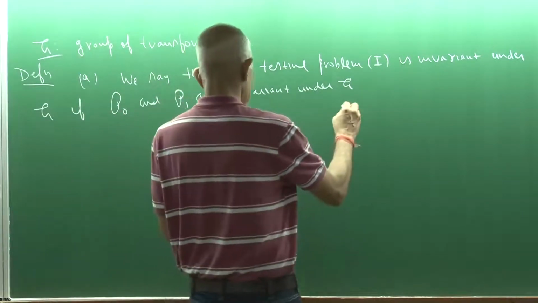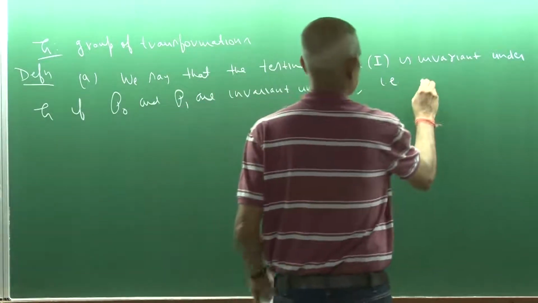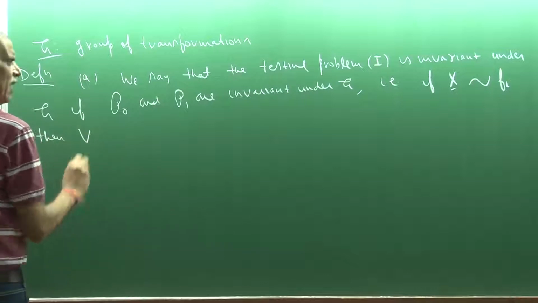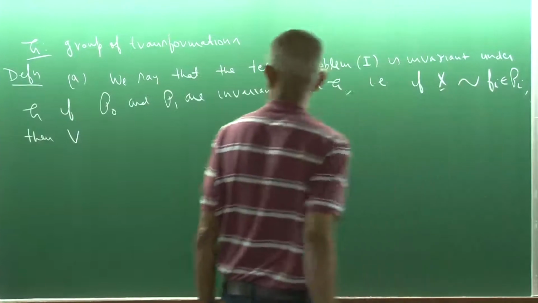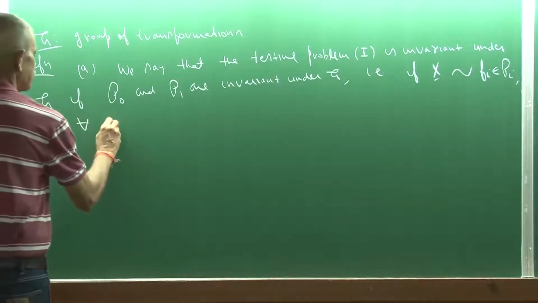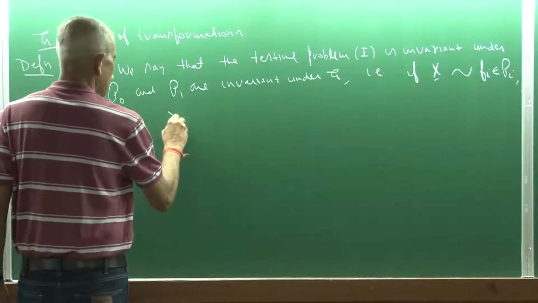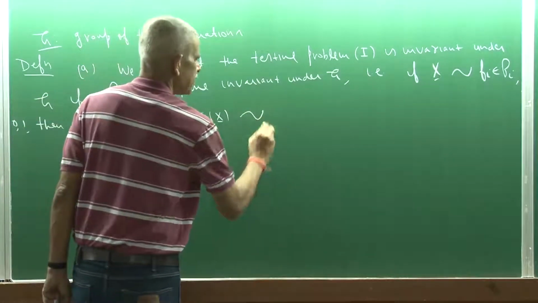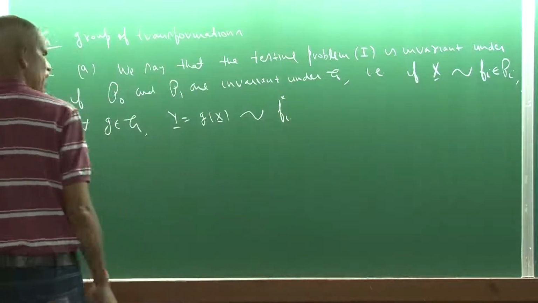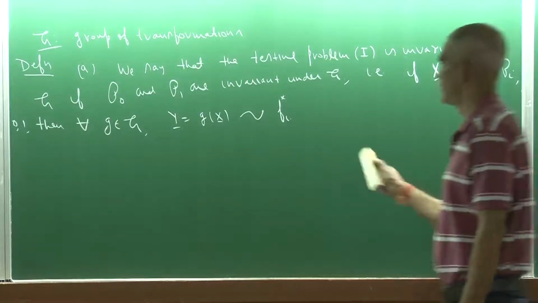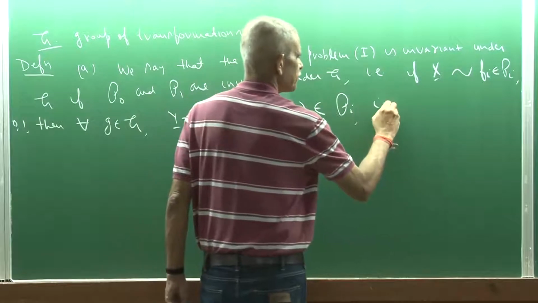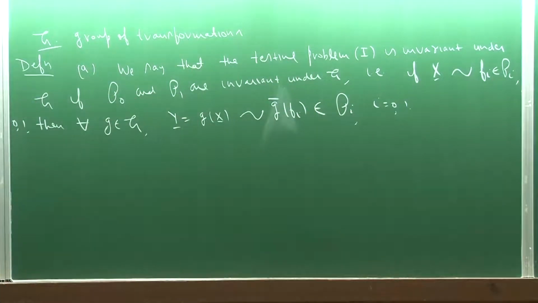What does that mean? That is, if x has a PDF of fi, then for every fi belonging to pi, because I want both my p0 and p1 to be invariant. So if x has a distribution fi which is either in p0 or p1, then for every g belonging to the group of transformations G, y, which is g of x, has PDF, again some fi star, you may call that g bar of fi, which again belongs to pi only. So if that happens, then I say my testing problem is invariant.